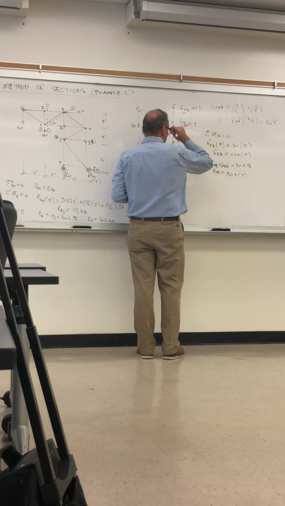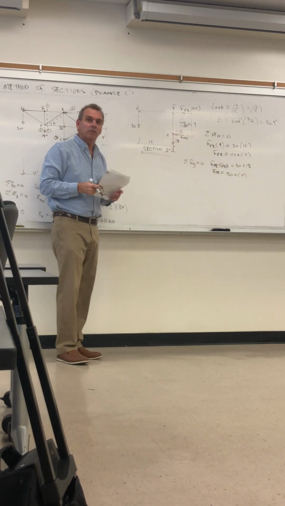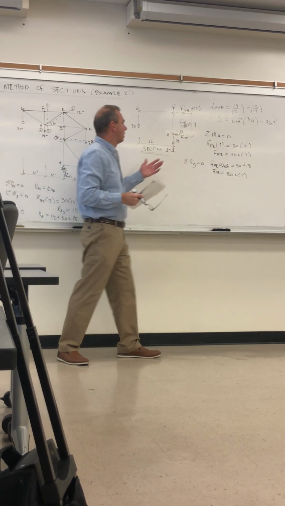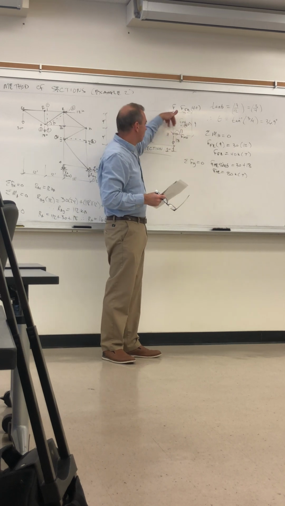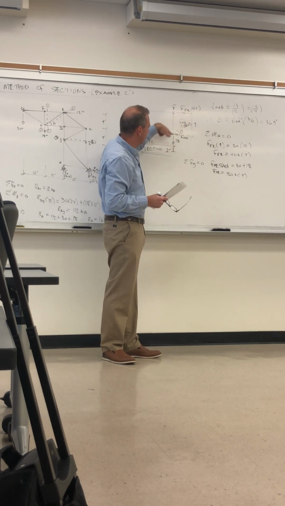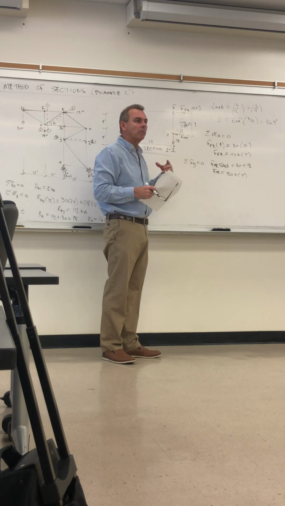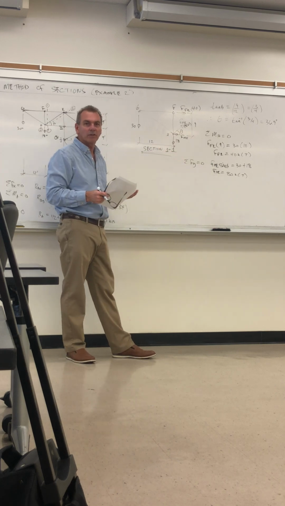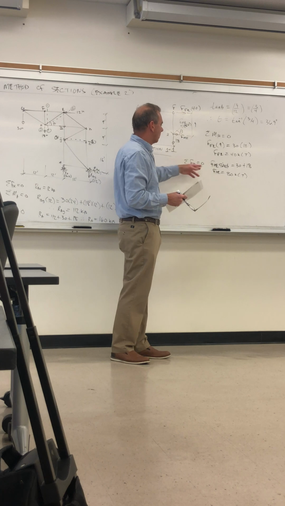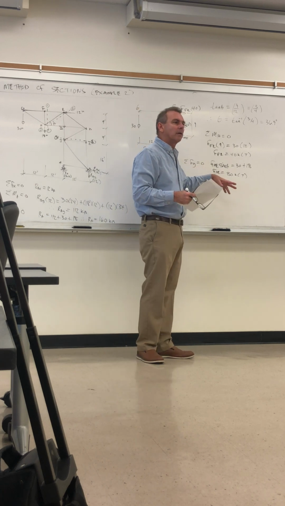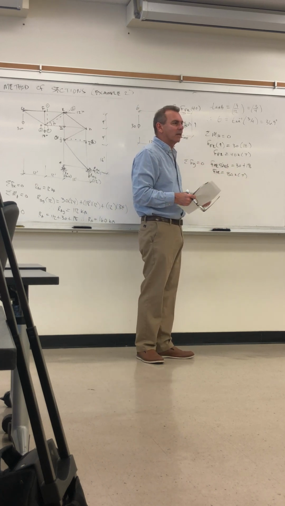How do I know it's tension? Because I drew it that way, right? And it's positive. It came out consistent. I could have drawn it the other way. If I drew it with an arrow going into joint H, that would be saying that it's in compression. And then if I did that, I would have come out with a negative here, which means that it's actually tension, just like I drew it down.